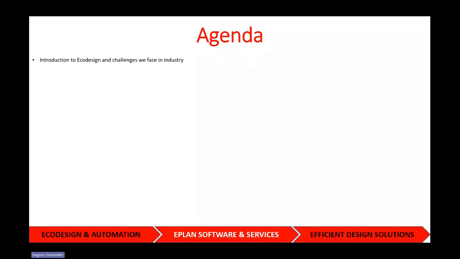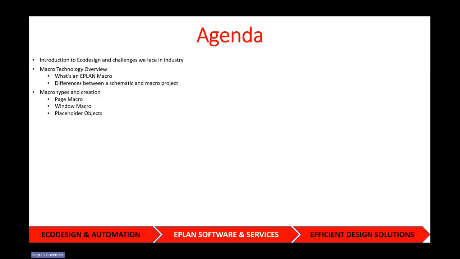So the agenda for today is a quick introduction into eco-design, what we do, and some of the challenges that we face in industry. Then I want to go on to macro technology overview and start off with what is a macro. Just a little bit of an understanding of that. What's the difference between a schematic project and a macro project, and the different types of macros. For example, a page macro, a window macro, and how to insert a placeholder object into a macro.